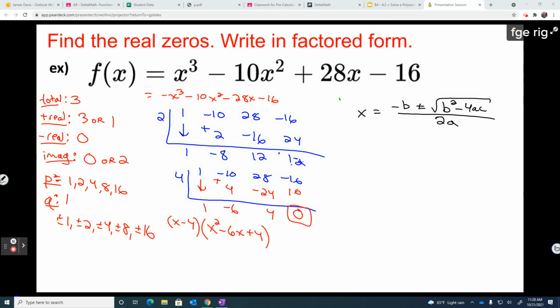So this would be our factor form. Right. So that's our factor form. Don't factor it anymore. But let's go ahead and try to find our solutions. And the A, the B, and the C. So A is 1. It is helpful, I think, to write those out. A is going to be 1. B is negative 6. And C is 4.